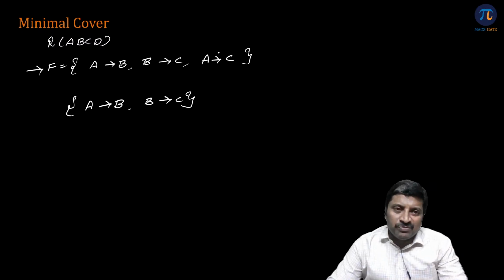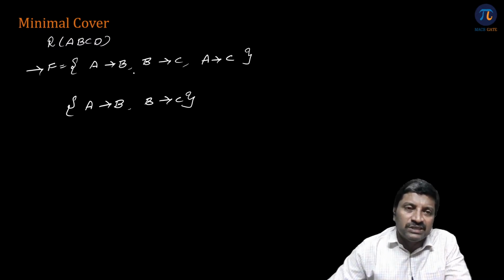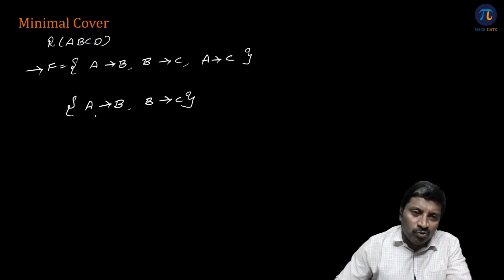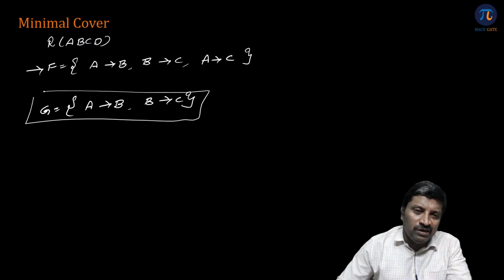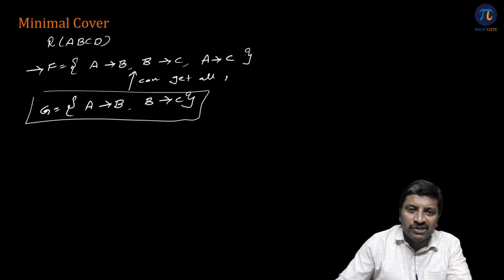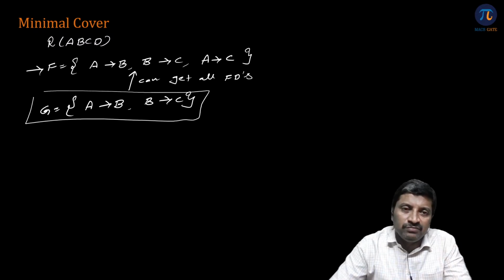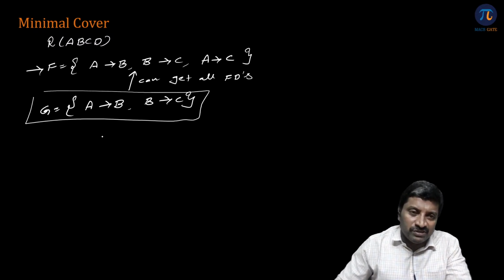Am I supposed to write it, sir? So let us assume we have 3 FDs: A implies B, B implies C, A implies C. But there is no need to write the third one. I can write only these two, because let us assume this is G. By using this G, I can get all these FDs. Am I right, sir? So that means I need to write a set with minimal FDs, but it should cover the given set. We need to write minimal FDs.